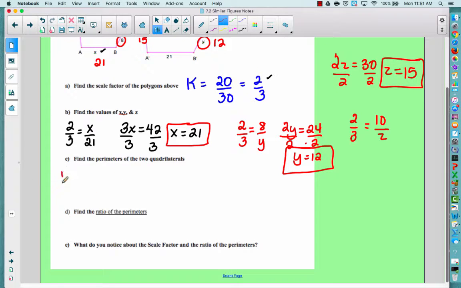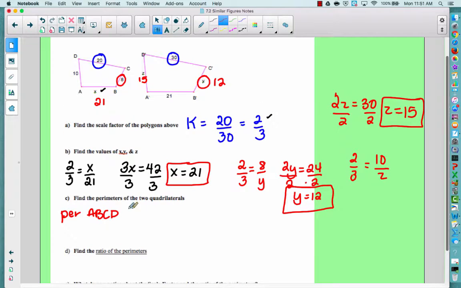All right, so let's do the perimeter of the small one. So perimeter of A, B, C, D. You add up the sides. So you do 21 plus 10 plus 8 plus 20. Add up all the sides to get the perimeter, and that gives me a perimeter of 52.